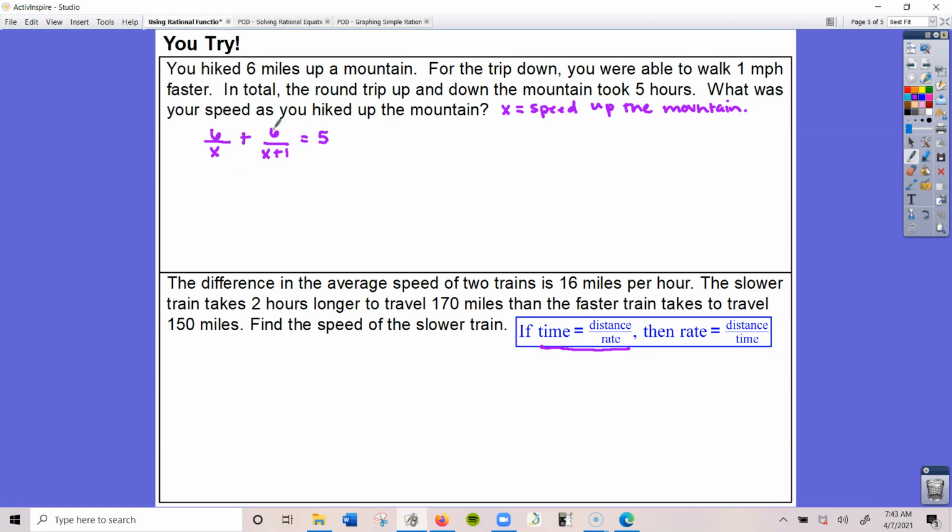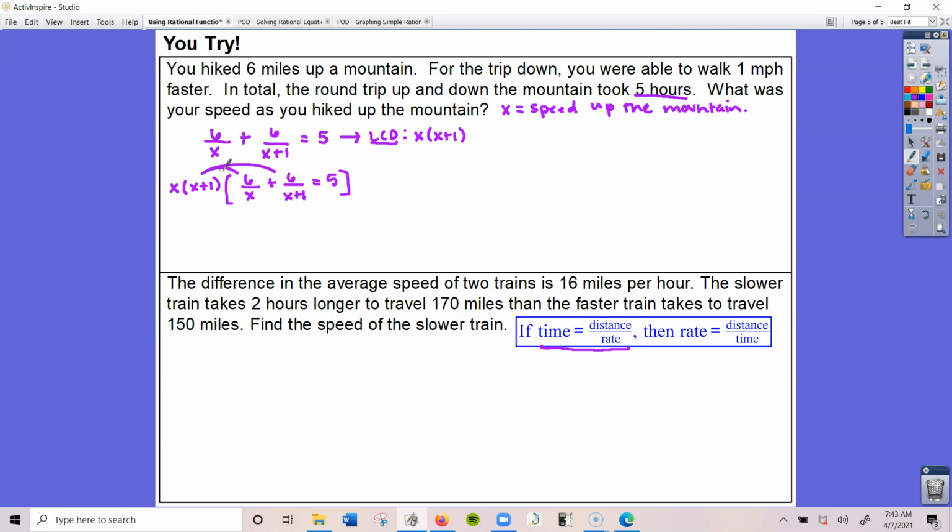So that's how we write this out. So this is the total time that it took to go up and down is equal to the total time it tells us, which is 5. And now, since this is addition, we need the LCD. My LCD here, if you just look at the denominators, would be x times x plus 1. So I'm going to multiply x times x plus 1 with 6 over x plus 6 over x plus 1 is equal to 5.